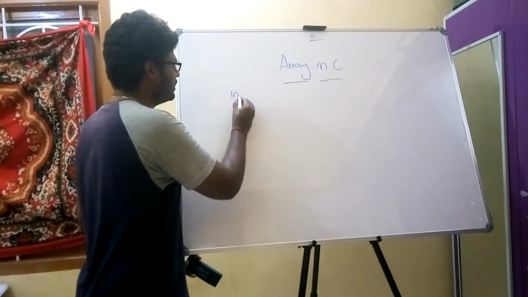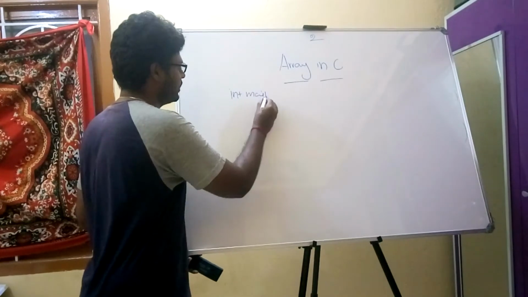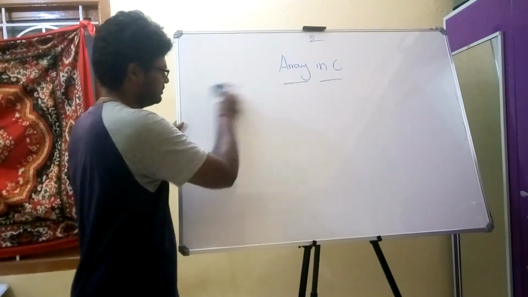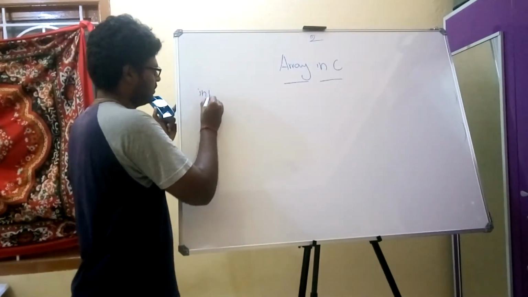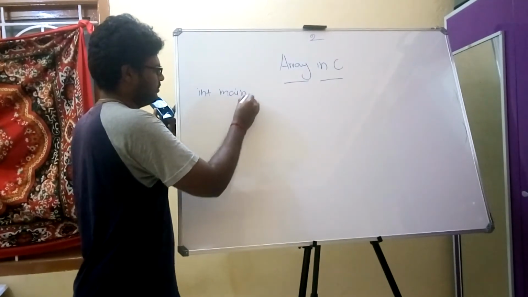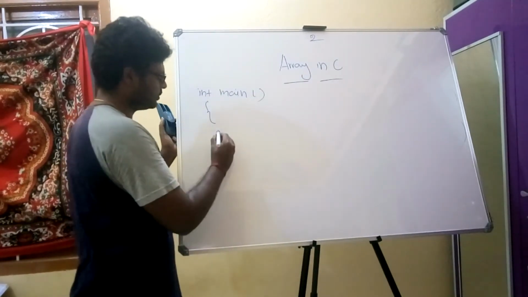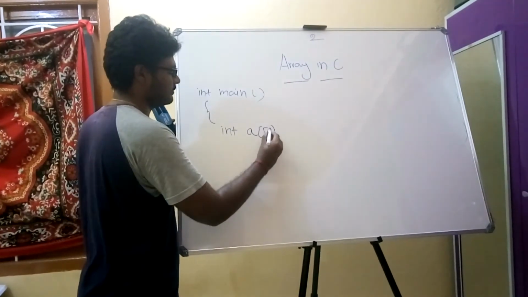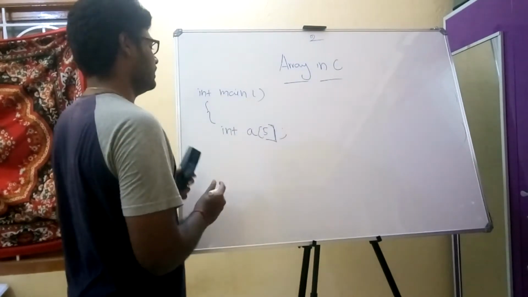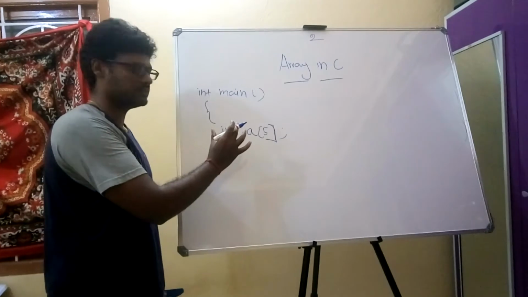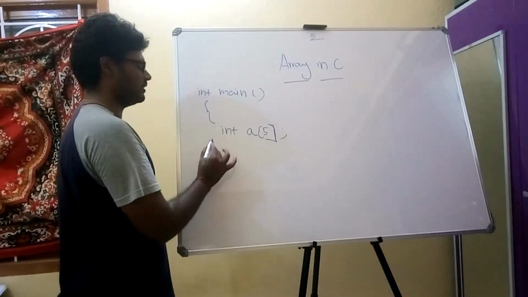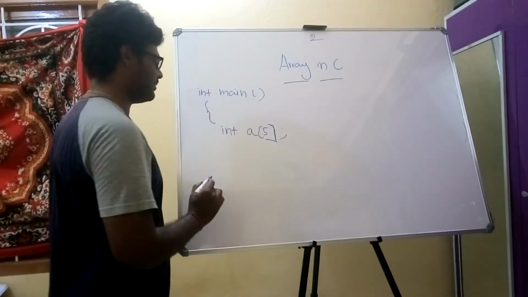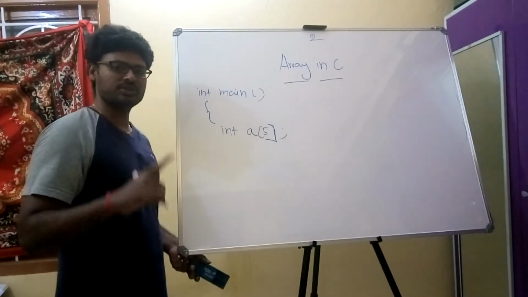I'm going to have a simple main program. Into main, I'm going to declare an integer array, int a[5]. It is an integer array with the name a, and the type is int. Okay, this can store 5 integer elements. The index starts from 0 to 4.